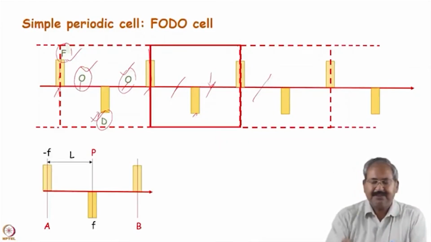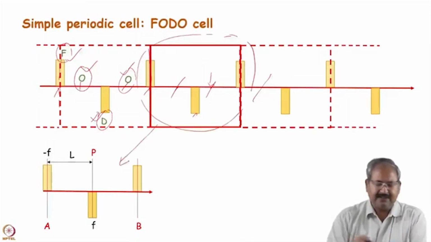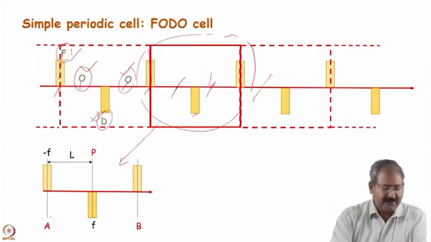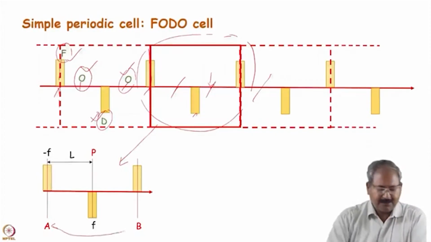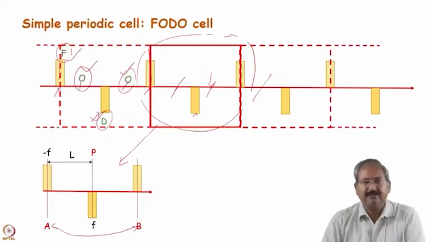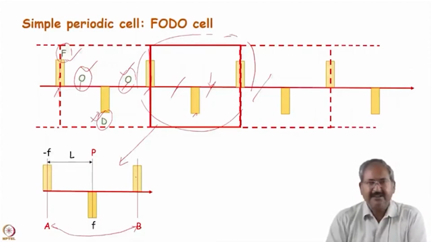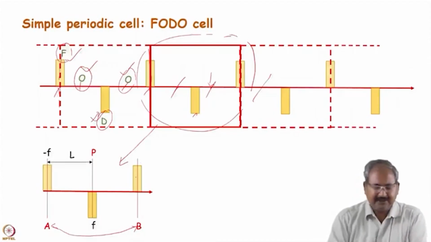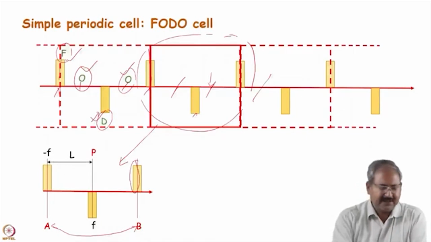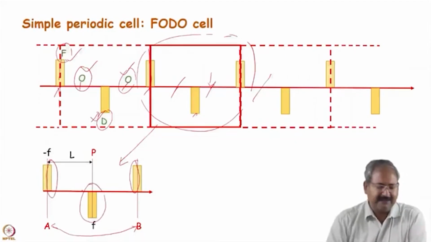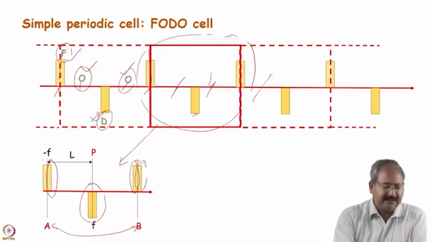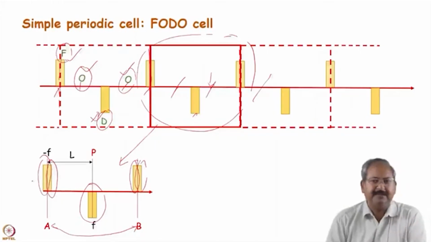So now if we draw one cell only which is repeated, then this will look like this. So from point A to point B we have one FODO cell, and here you can see that when we obtain the cell in this fashion, in this cell this quadrupole magnet is half only, and this quadrupole magnet is also half. And this is the full quadrupole magnet in this cell. The remaining half will be in the next cell, and this remaining half will be in the previous cell.